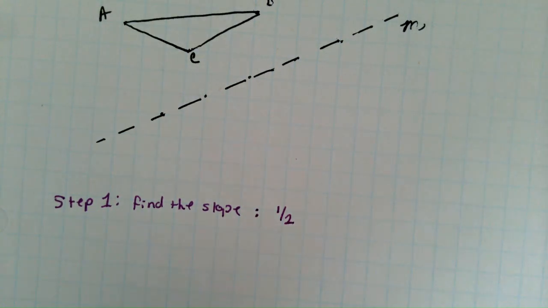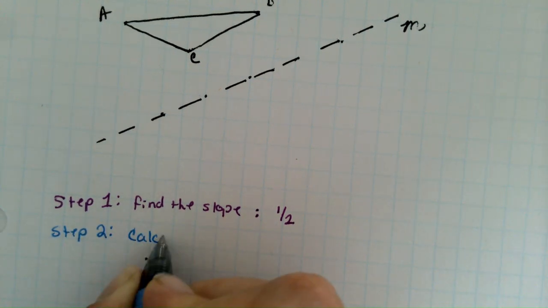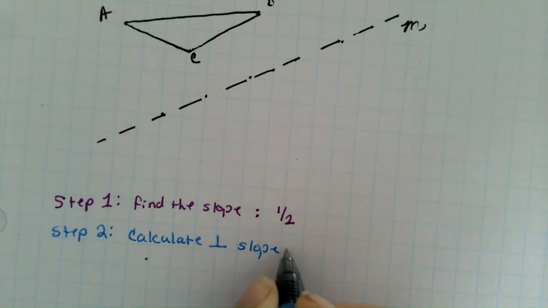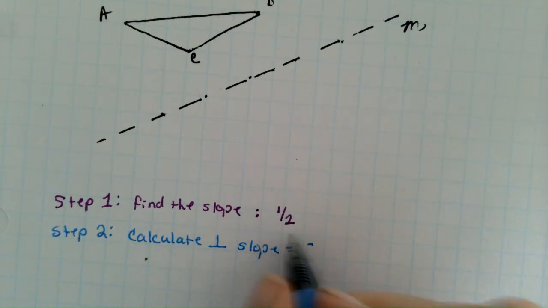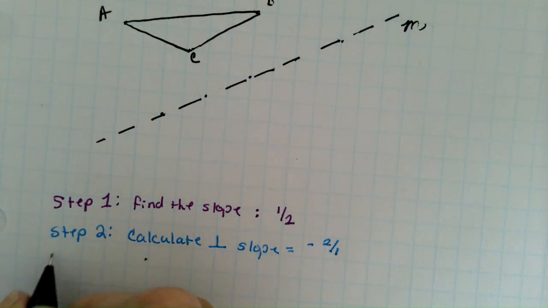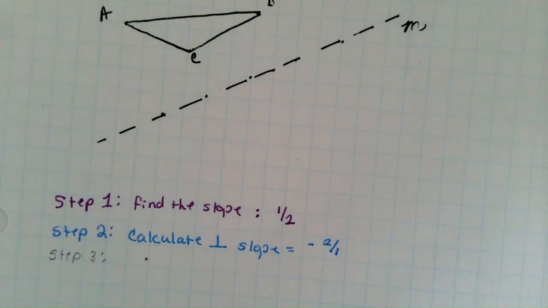Okay, step 2. We need to calculate the perpendicular slope. So since this is up 1 over 2 and it's going up, we need to go down. And instead of 1 over 2, we're going to do 2 over 1. All right, so now step 3, we are going to draw a perpendicular line from each point through line M.